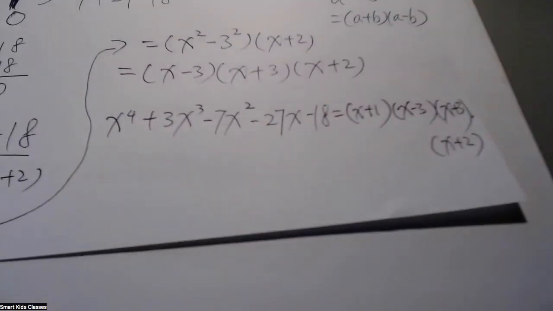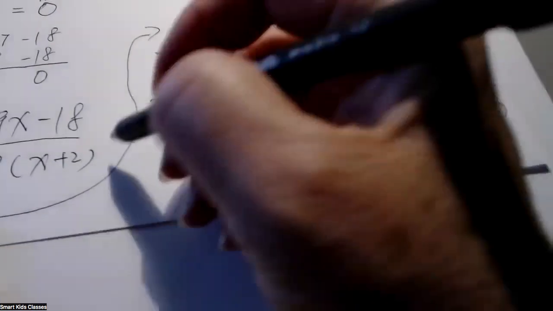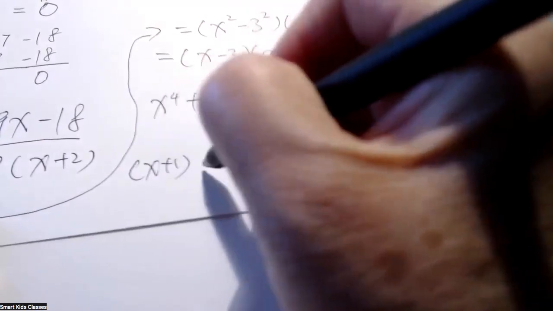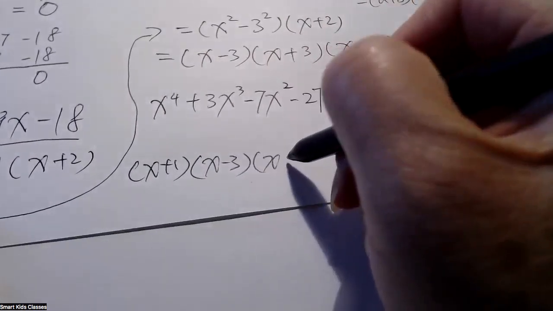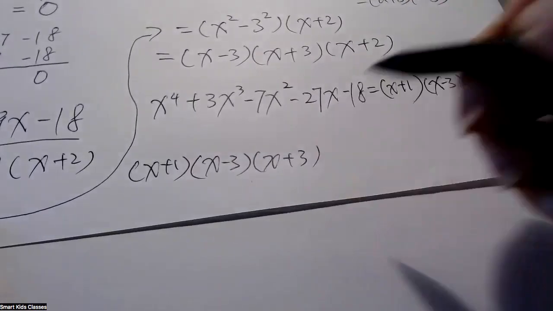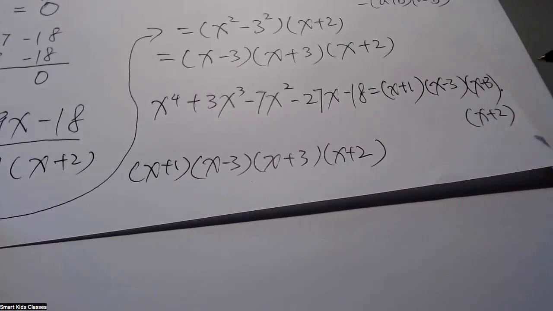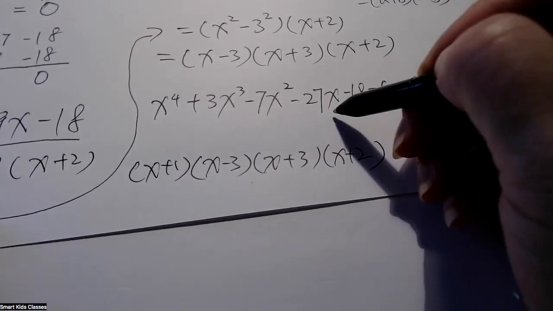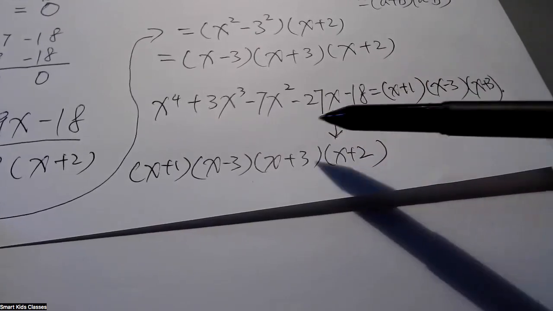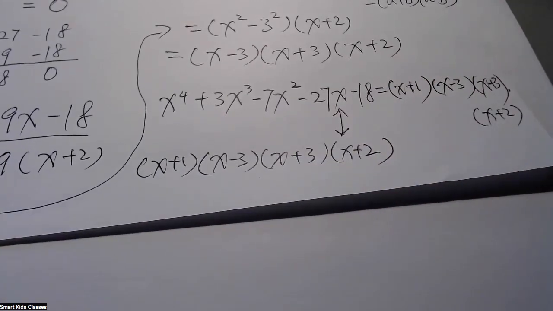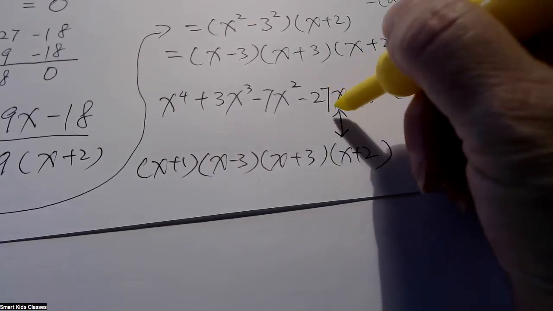So to make it clear, I'm going to rewrite the factors here. It will be x plus 1 times x minus 3, x plus 3, and x plus 2. So these four factors fully factor this polynomial function of exponent 4. Since this side is too tight, I write the answer here.